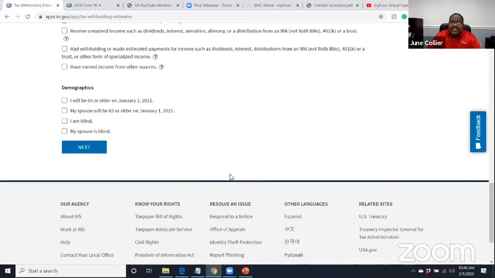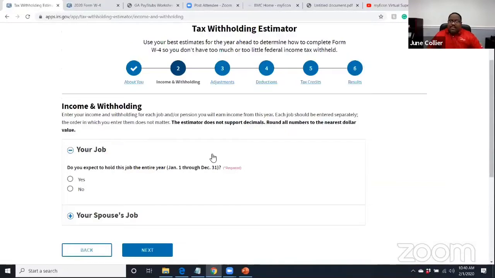The demographics ask them if they're 65 or older, or if they're blind. Those demographics don't apply to them either. So they're going to leave all of these boxes unchecked, and they're going to click the next button. So here's what you need to understand. Filling out this form is just as simple as answering the questions. Next, we're in step 2, which is the income and withholding. This is where the pay stub is going to come in very handy.